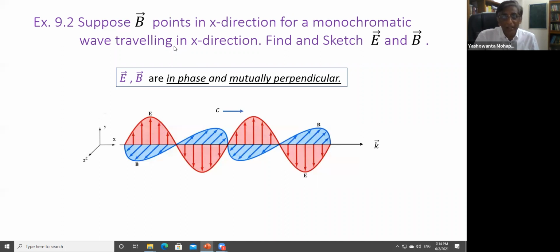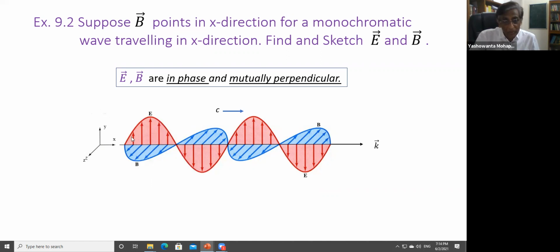Okay, and monochromatic. So this is a mistake here. This B points in Z direction for a monochromatic wave traveling in X direction. B cannot point in X direction if it is traveling in X direction. So B is pointing in Z direction, as I have shown here, and then E would be pointing in Y direction. So this red is the way it is. So it is transverse because it's perpendicular.